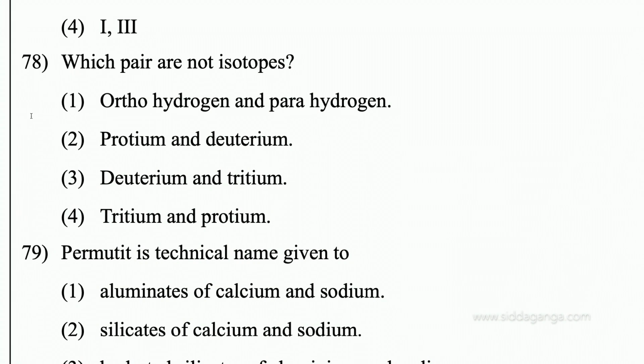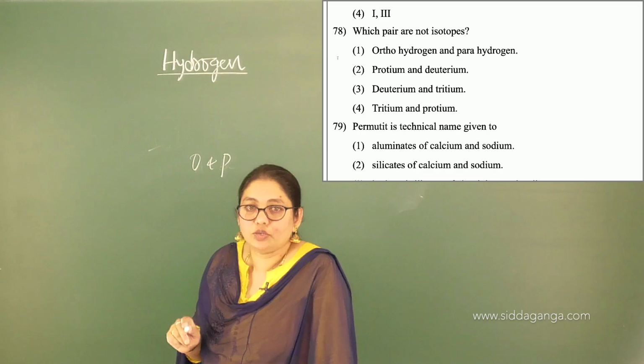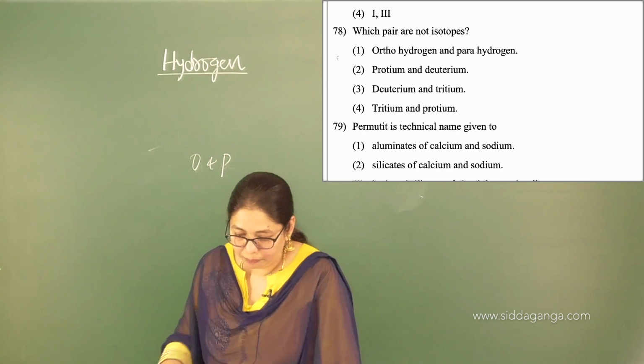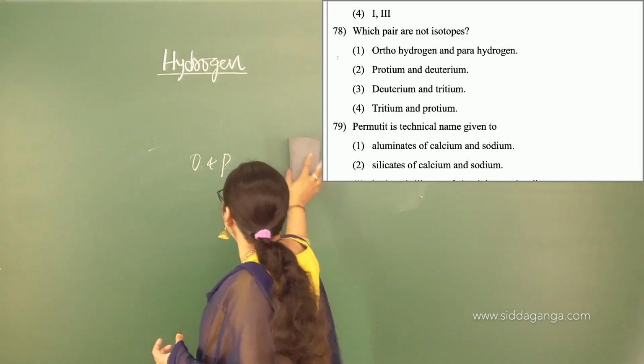Next question. Which pair are not isotopes? The ortho and para hydrogen are not isotopes. Protium and deuterium are isotopes, deuterium and tritium are isotopes, tritium and protium are isotopes. They ask which are not isotopes. Option 1 is the answer. So ortho and para hydrogens are not isotopes. If you move on to the next one. Next question.